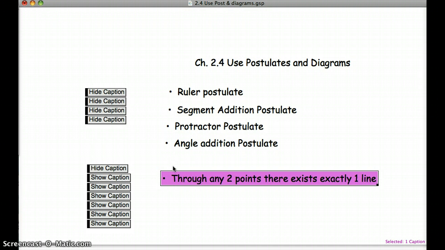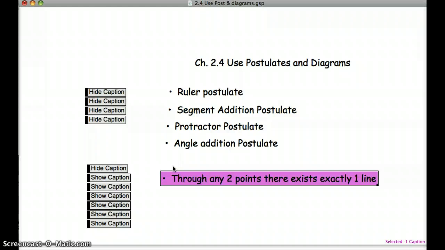We talked a little bit about this when we were talking about collinear and coplanar. It's hard to find, because we said that coplanar was any 3 points not on the same line creating a plane. Well, a lot of people were confused because they would say, well, those 2 points are on a line, but this one's not. Yes, any 2 points you're going to be able to create 1 line. So that's postulate number 5. Through any 2 points there exists exactly 1 line.